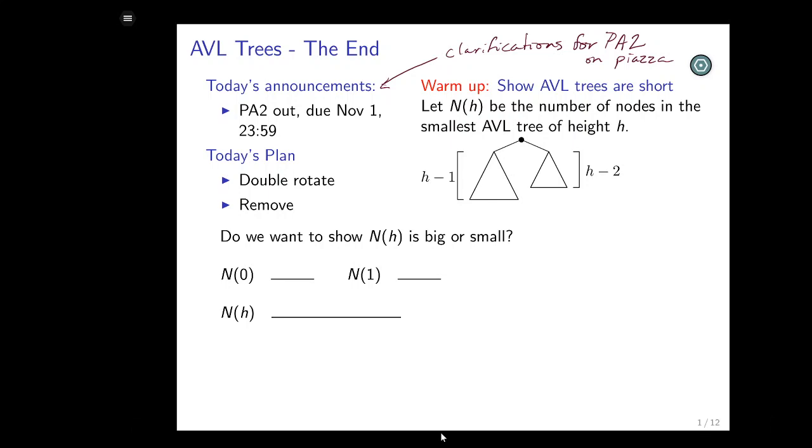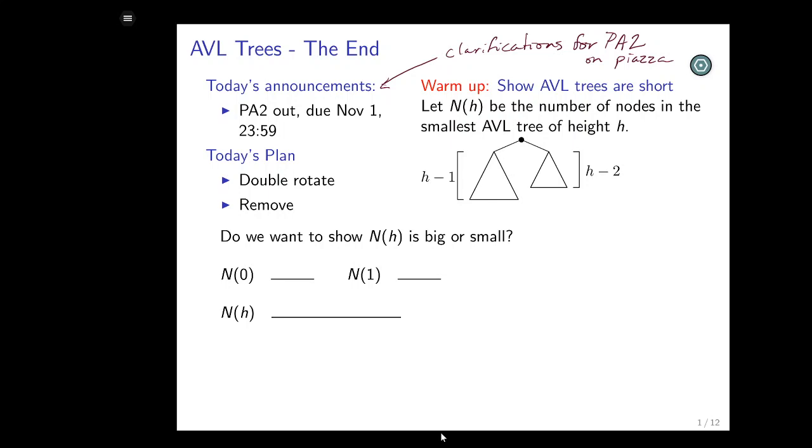Just basically a more clear explanation of what the level number is doing in the process of determining which pixels are put into the structures and which are not. So today's plan is to do double rotations and to do remove, so that you get a picture of all the operations on AVL trees.